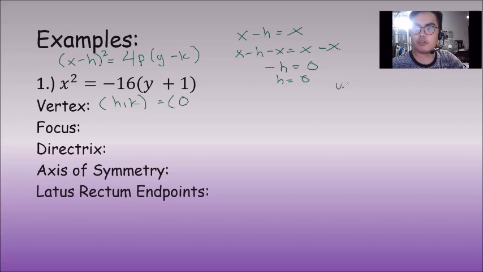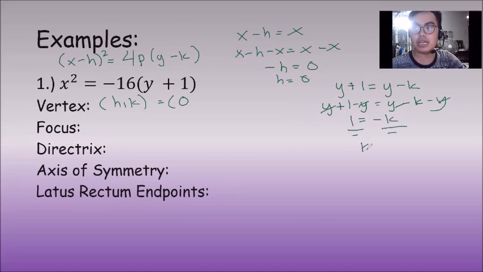In order to look for k, we're going to relate y plus 1 with y minus k. We use the subtraction property of equality to subtract y from both sides to remove the y. So what will remain is 1 and negative k. Since these have opposite signs, divide both sides by negative 1. So our k is equal to negative 1. So our vertex is (0, negative 1).